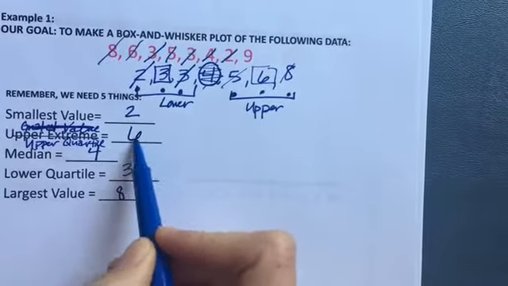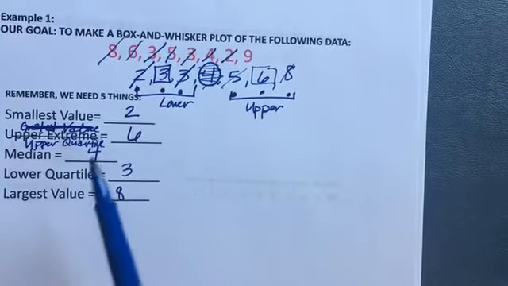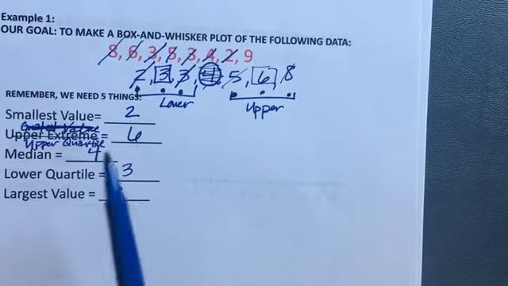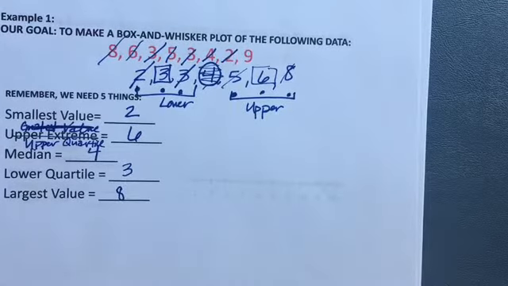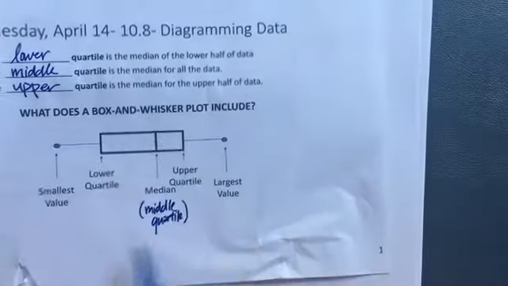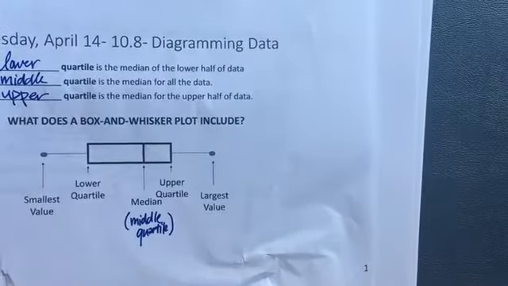So now we have found all of these values. The smallest value is 2, the upper quartile is 6, the median is 4, the lower quartile is 3, and the largest value is 8. Now we are going to take that information and convert it into a box and whisker. So I want you to keep these notes handy because they're going to be really helpful as we set this up.